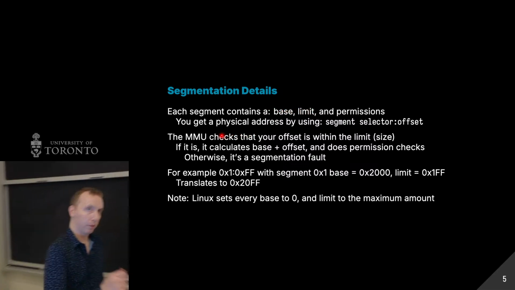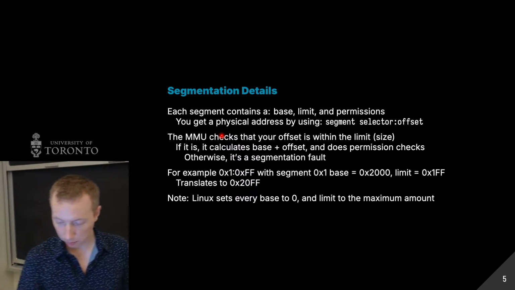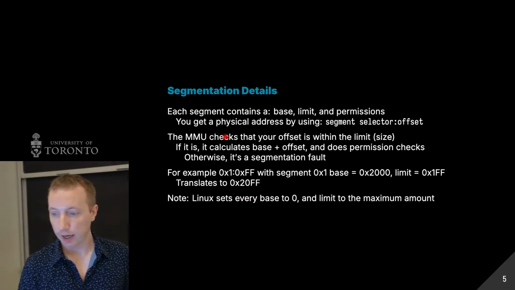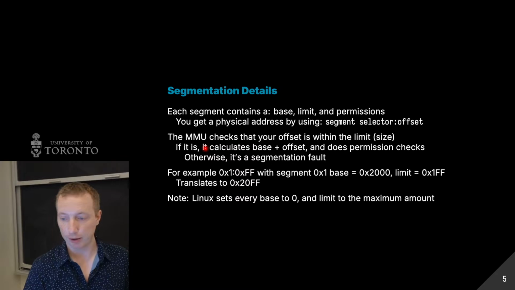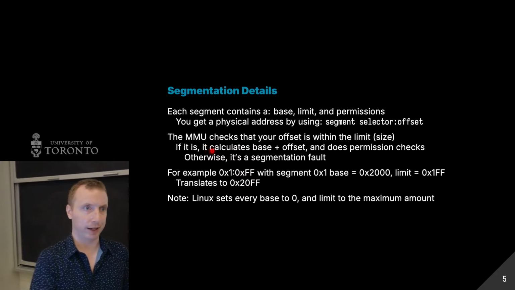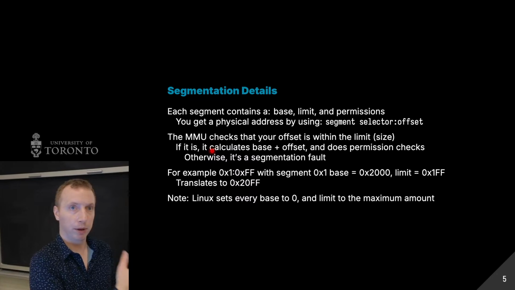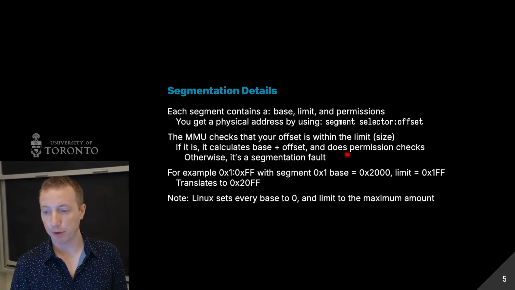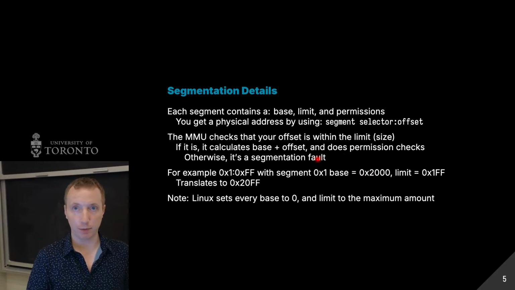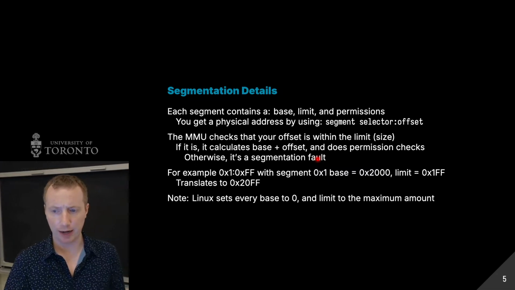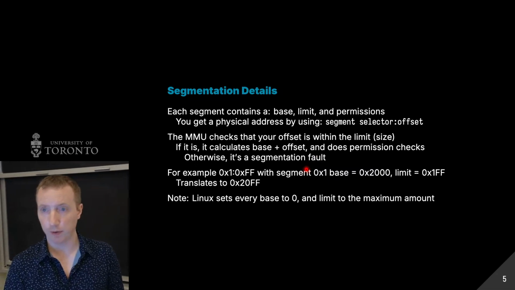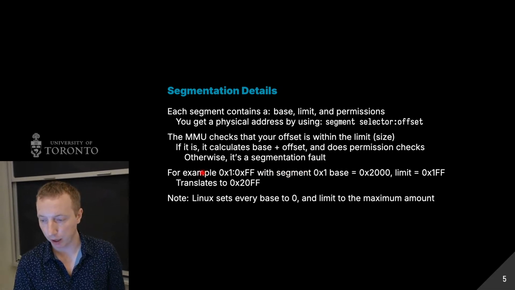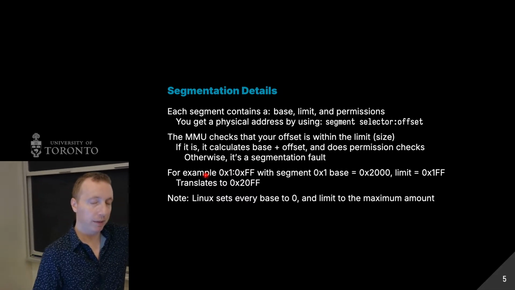So the MMU, or the memory management unit, is the physical hardware on your CPU that translates a virtual address to a physical address. How it does this with segments is it calculates the starting address, which would be the base, plus the offset, so plus whatever byte you would like to access, and then does permission checks. If it fails at any of these points, either permission or you're trying to access memory out of bounds, then it will fail with a segmentation fault, and this is where your segmentation faults come from.